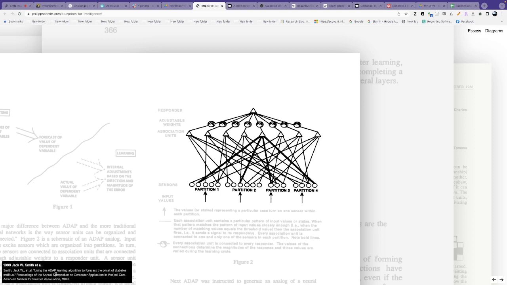And then you have using the ADAP learning algorithm to forecast the onset of diabetes mellitus. So they were using neural networks in healthcare diagnosis, or trying to figure out how to do that. You had a configuration of a neural network with association units and weights. You had an output, but you had inputs from sensors and input values of different types. It's basically a classification problem.